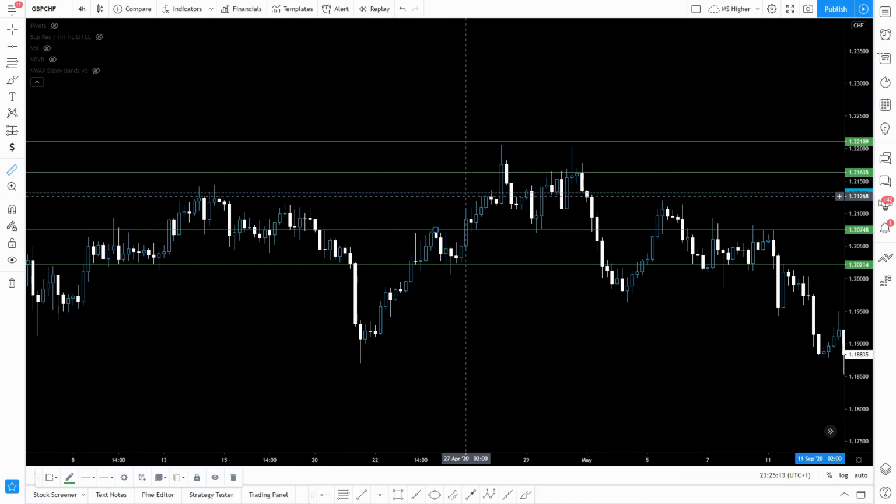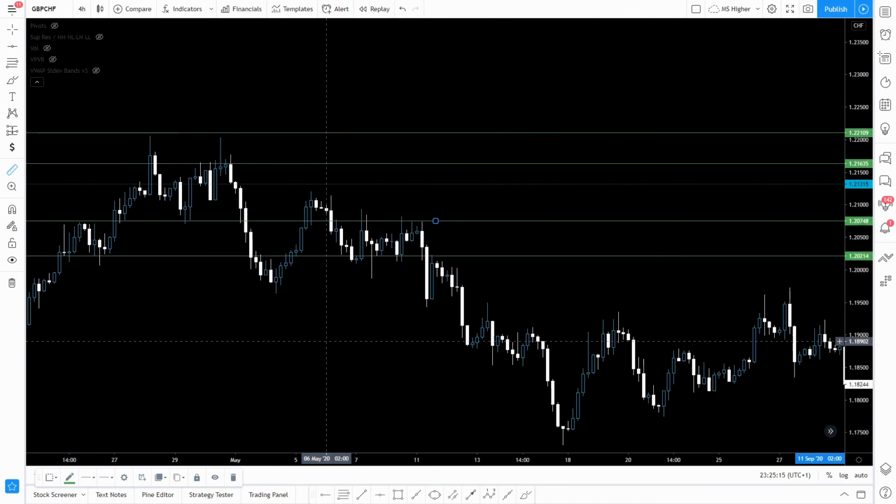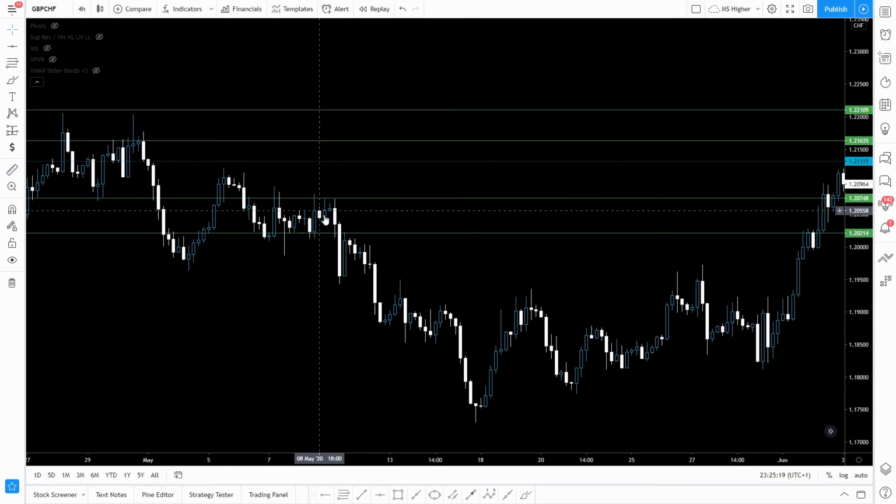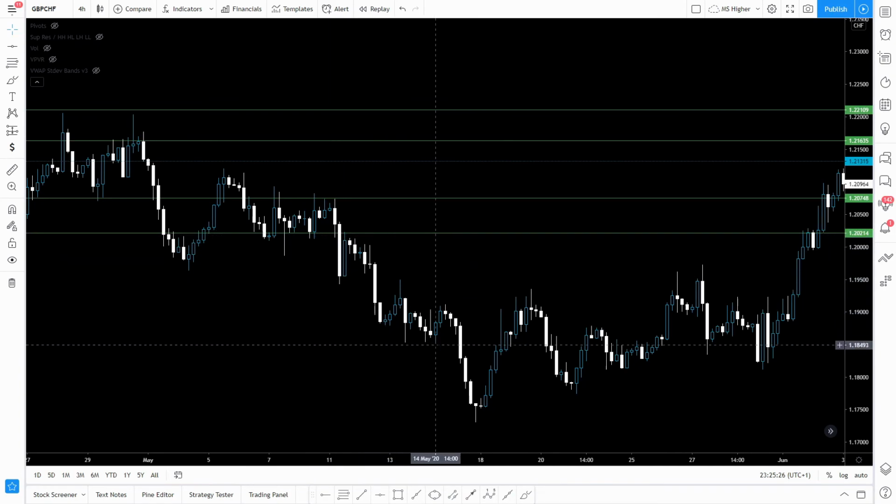The pullback on that made a nice little pattern again. And then it's broke this, it broke this, came back, retested it. Entry's right there, dropped all the way down. That's lovely.